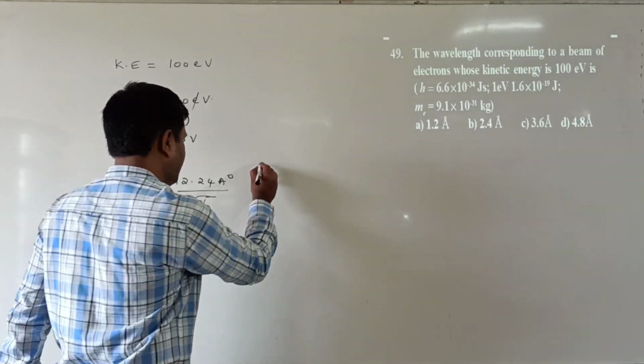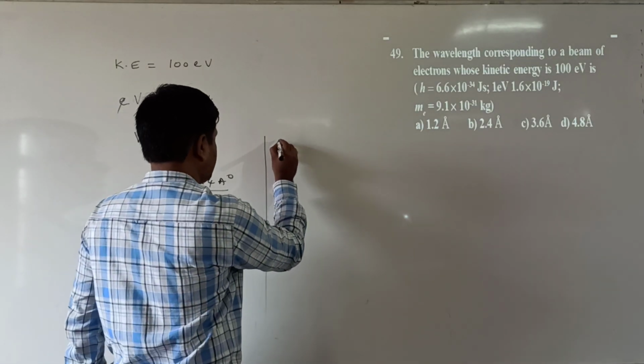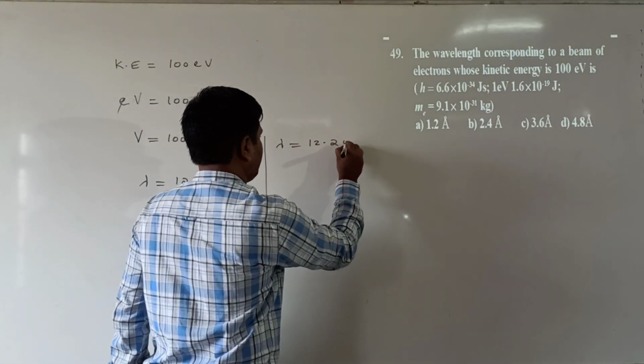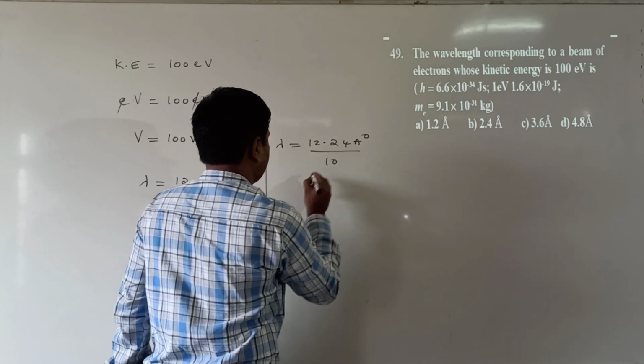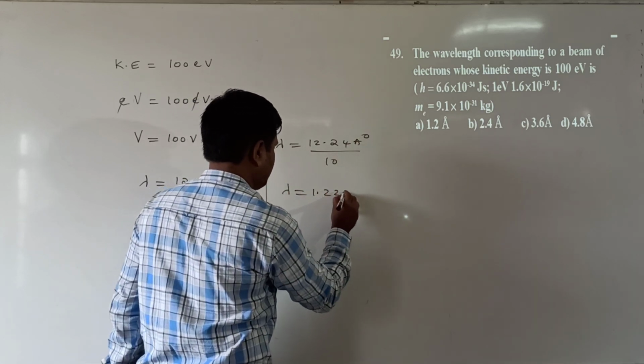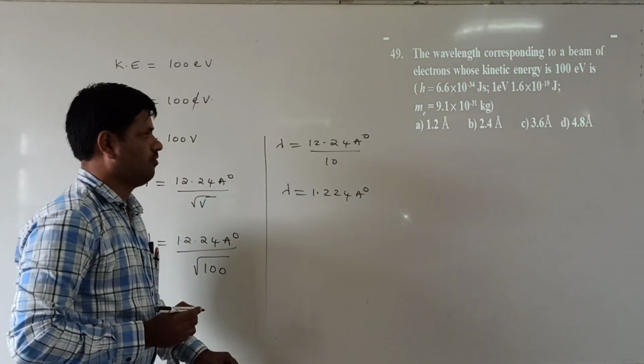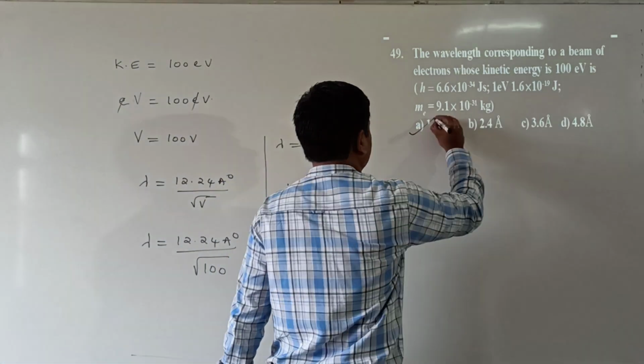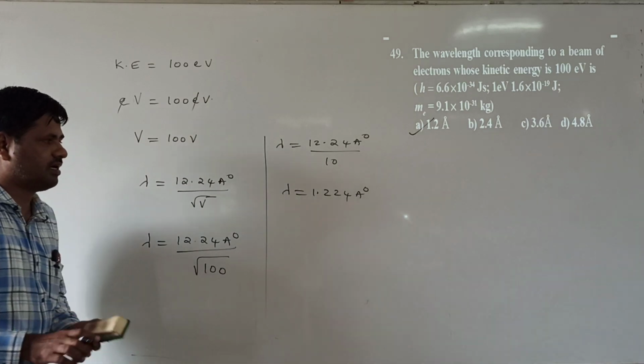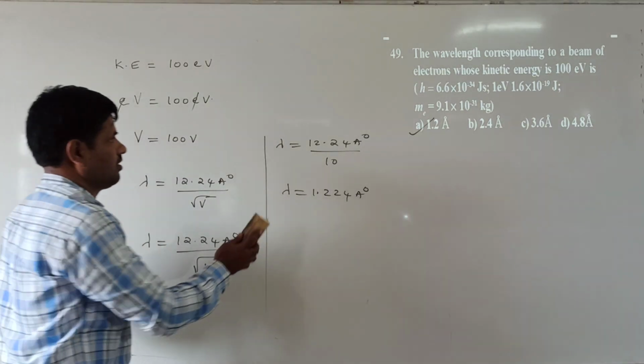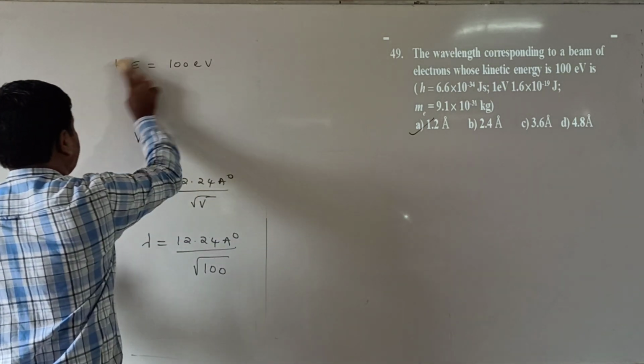Now what are we getting here? The value is equal to 12.124 angstrom by 10, so lambda is equal to 1.224 angstrom. 1.224 angstrom is about 1.2 angstroms. Which option is correct here? A option is correct here. This is question number 49.